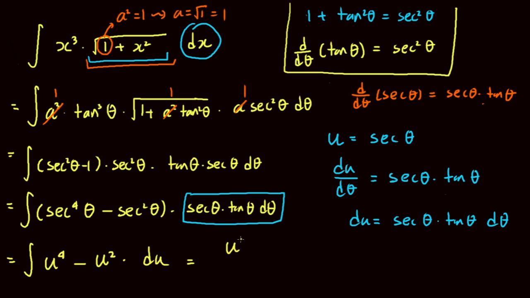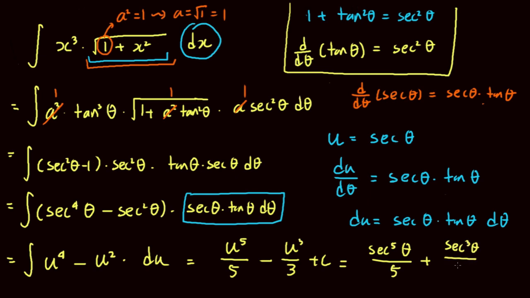So the integral becomes u to the power of 5 over 5 minus u to the power of 3 over 3 plus c. Our u is just sec theta, so we get sec to the power of 5 theta over 5 minus sec cubed theta over 3, plus c. I said plus, sorry, it's supposed to be a minus, but that's your final answer. It's actually pretty cool. Trig substitution can get a bit lengthy, but in some cases it's pretty cool.